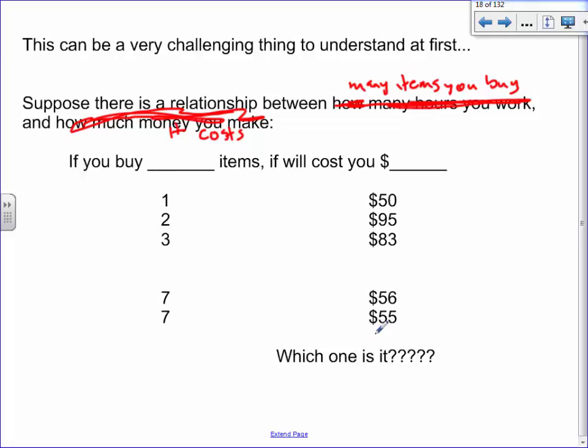Does that make sense? So a function basically means if I give you 1 input, which is a domain, you get 1 output, which is a range. You get 1 for 1. You can't have 2. Okay.